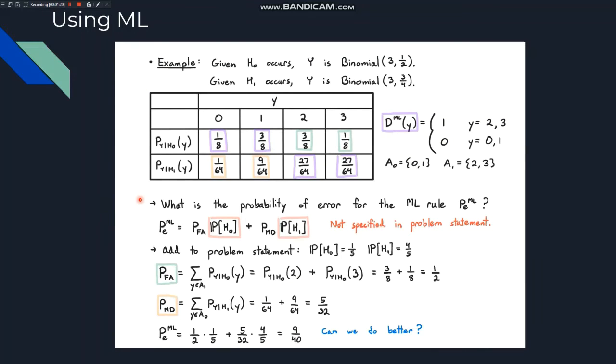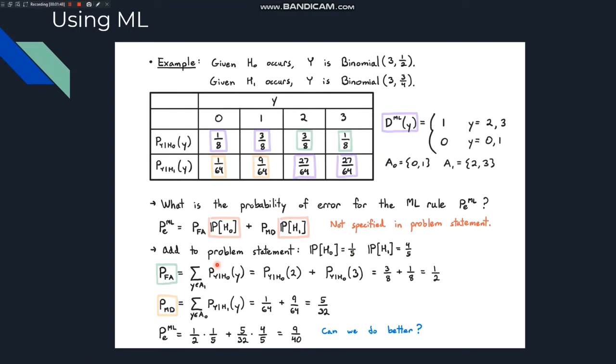Now calculating the probability of error, which is equal to the probability of false alarm into P of H0 plus probability of miss into P of H1. Taking P of H0 equal to 1 by 5 and P of H1 equal to 4 by 5. Probability of false alarm is equal to the sum over y belongs to A1 of P of y given H0. So basically what we are doing is we are considering it to happen while it has not happened in the first place.